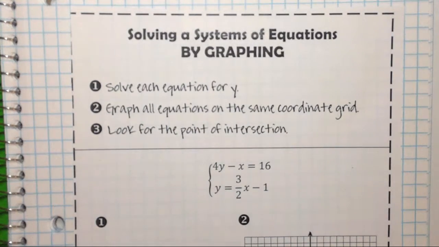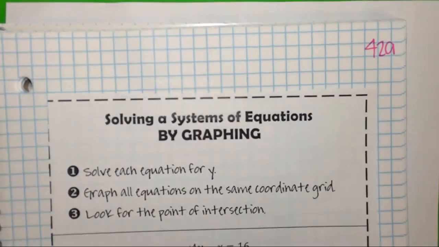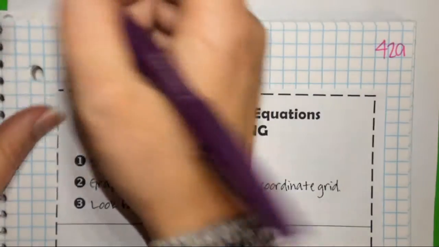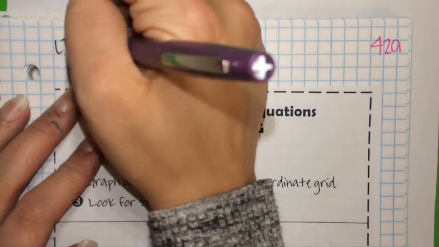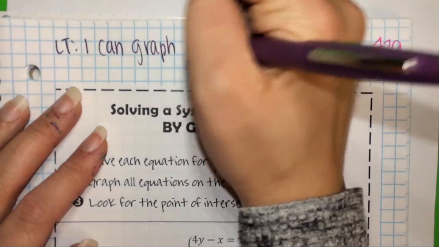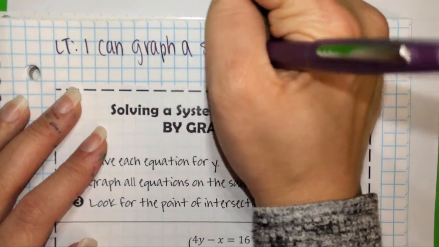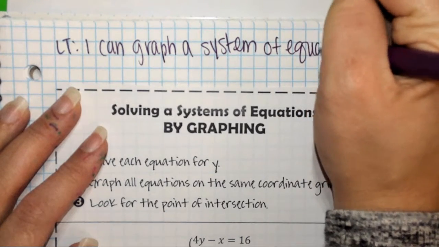All right, so now we're going to graph. Now, our learning target for graphing, what I want us to be able to do by the end of the class period: I can graph a system of equations.